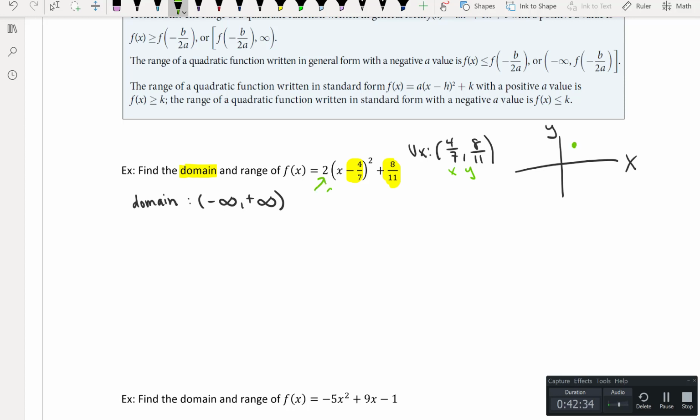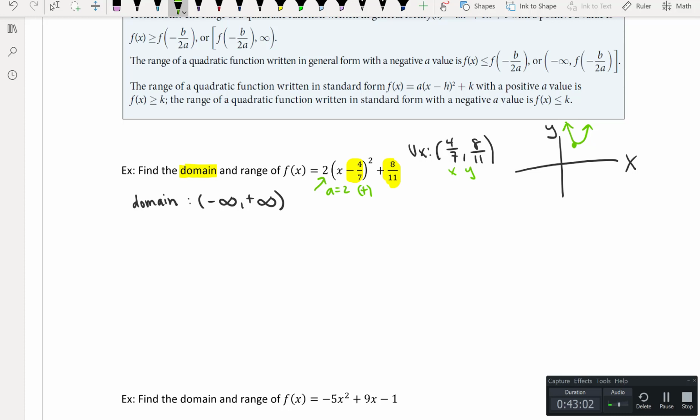That 2 is my a value. It's positive, so I know that I have a happy parabola. Like I said, it's a rough sketch, but now I have that outline. Definitely it looks like these x values are growing this way and that way, left to right. So the domain is going to be from negative infinity to positive infinity.